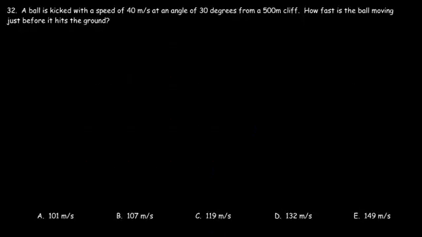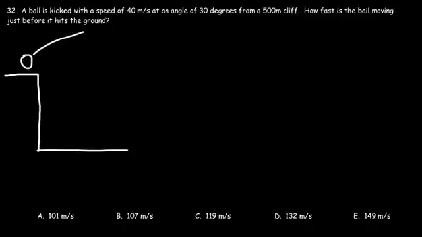32. A ball is kicked with a speed of 40 meters per second at an angle of 30 degrees from a 500 meter cliff. How fast is the ball moving just before it hits the ground? So let's draw a picture. So let's say that's the cliff, and the ball is kicked up, it goes up, and then it falls back down. So it's kicked at an angle of 30 degrees. And the initial speed of the ball is 40 meters per second.